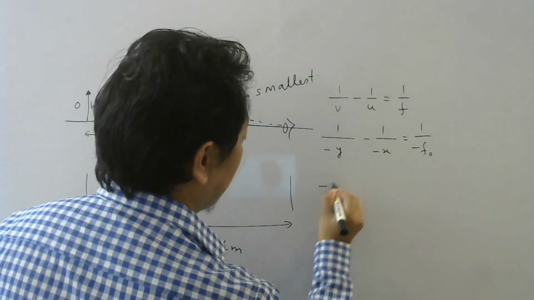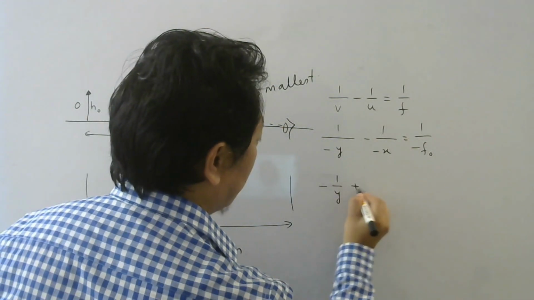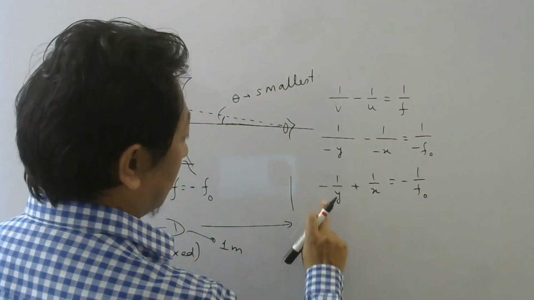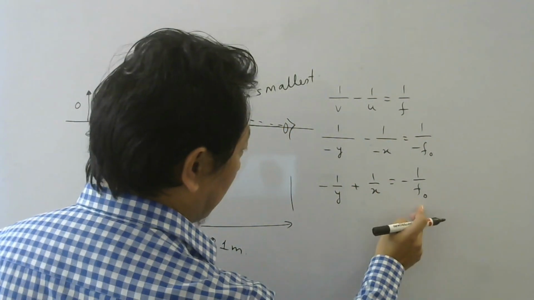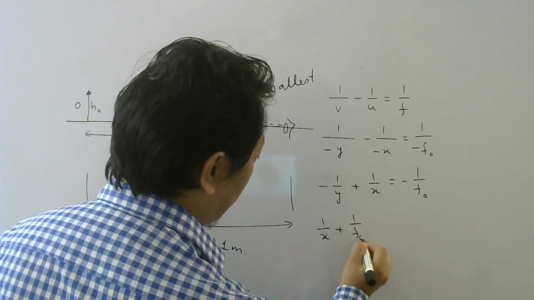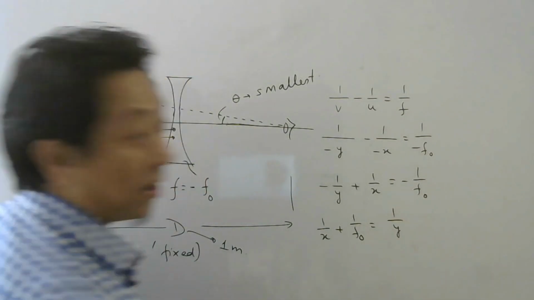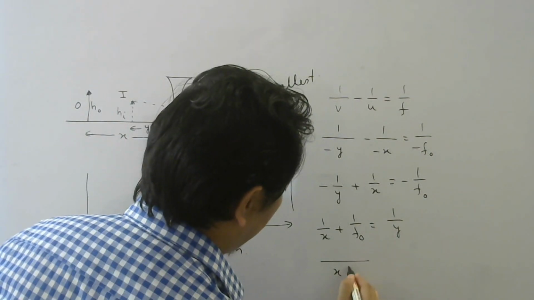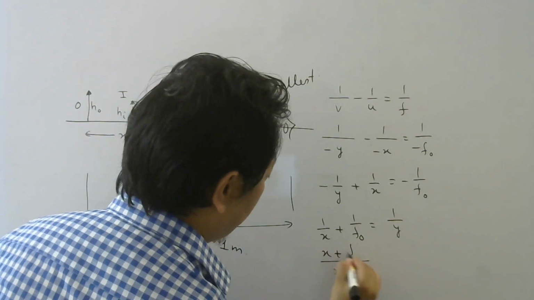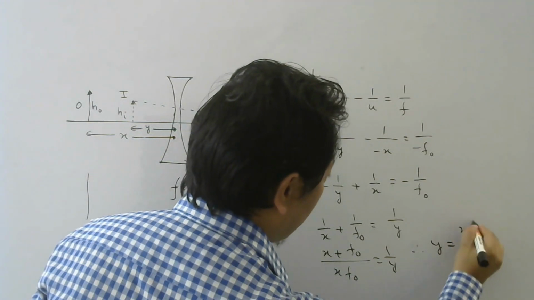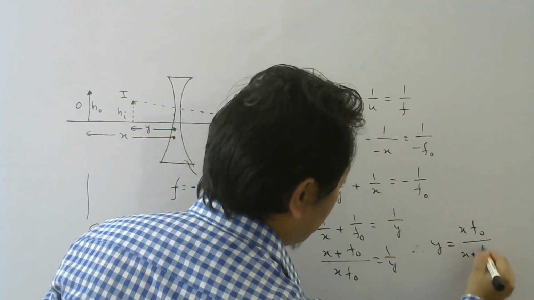Right? So this is minus 1/y, minus minus is plus 1/x, equals to minus 1/f naught. So take minus 1/y this side and minus 1/f naught this side. So you will get 1/x plus 1/f naught equals to 1/y. Remember, y is your image distance. So this will become (x + f naught) / (x f naught) equals to 1/y. So therefore y will be x f naught by (x + f naught).